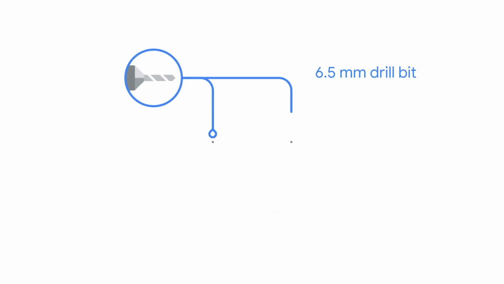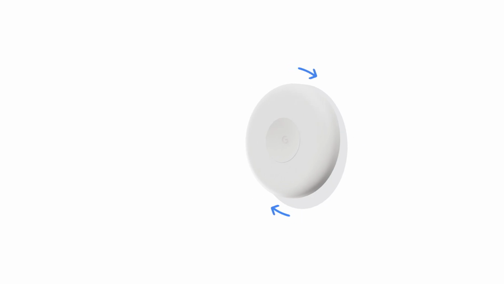If wall anchors are needed, mark the location for each screw. Then drill a hole for each anchor using a 6.5mm drill bit or masonry bit. Gently tap in the anchors with a rubber mallet or hammer, then secure the wall plate with the screws provided. Twist the magnetic plate clockwise over the wall plate to secure it.